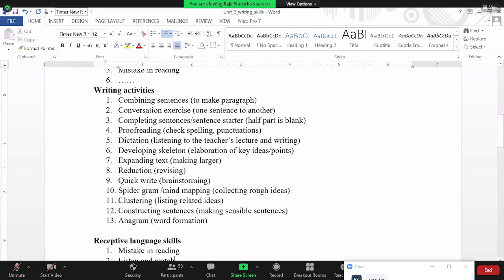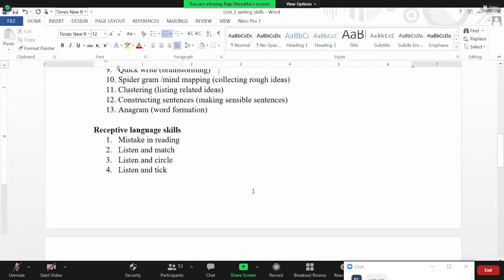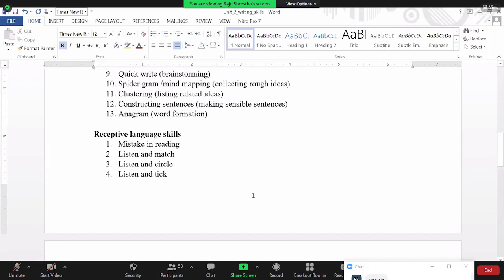And then we also have to think about some activities to teach receptive language skills. For the receptive language skills: mistake and reading, listen and match, listen and circle, listen and take. And when we use these activities, students have to listen and they have to read and do some activities. They listen first, then on the basis of listening, they have to read the given text, either a reading text, or some questions or problems that they read and try to do.